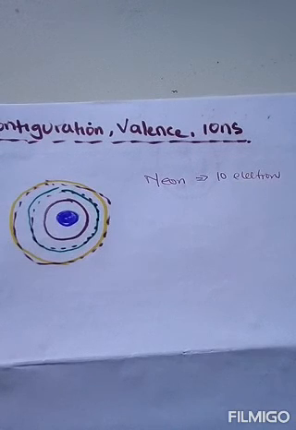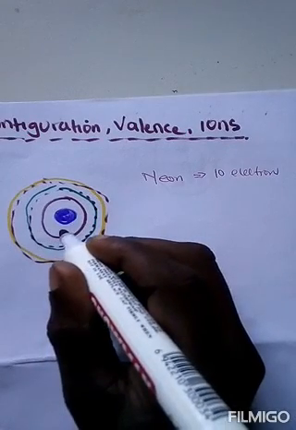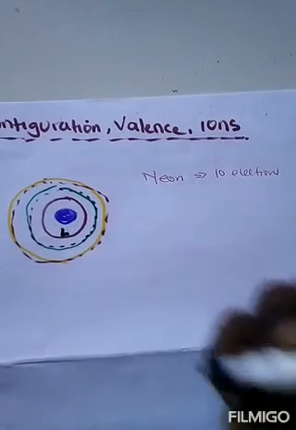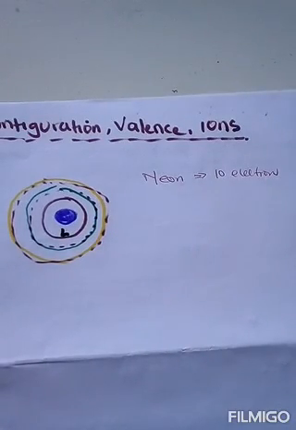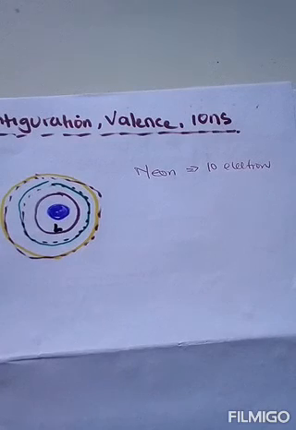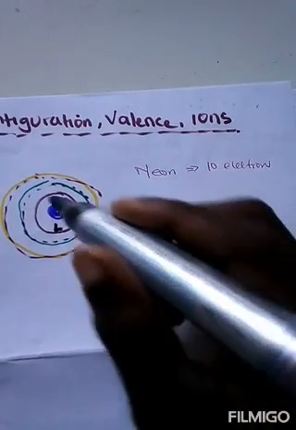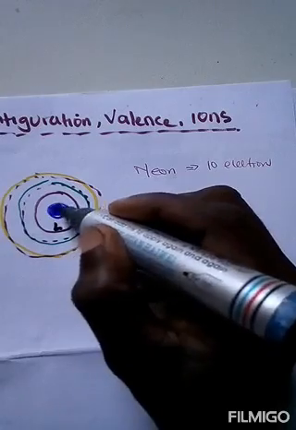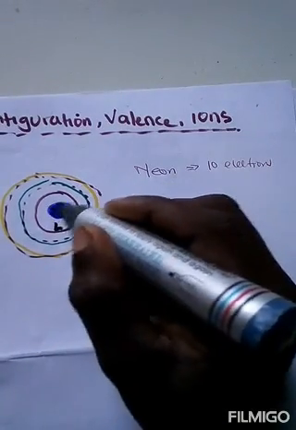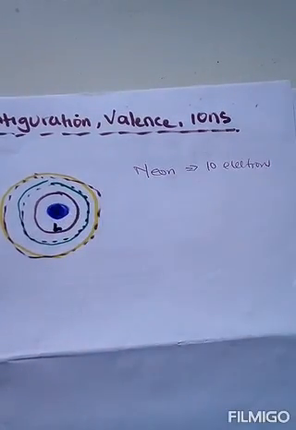The shell that is close to the nucleus, we call it the innermost shell. I'll give this innermost shell the letter L. So letter L simply means the shell next to the nucleus. I'll name the nucleus as N. This central part I've painted blue is the nucleus. From the nucleus, the shell that just comes after the nucleus is shell L.